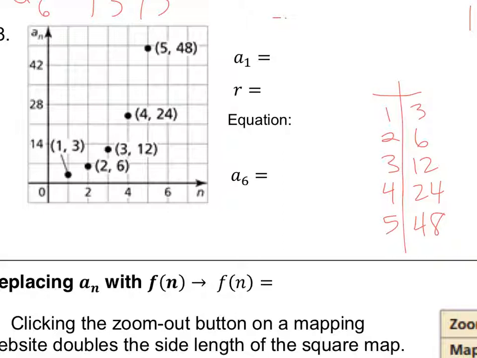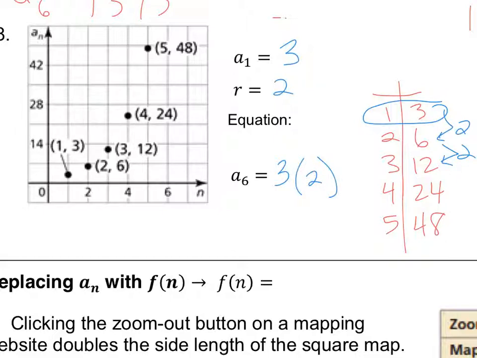Now it's easy for me to see the patterns. So my first term, a sub 1, is 3. My ratio, I'm multiplying each time times the number 2. So my ratio is 2. So to write my equation, I'm going to take my first term times my ratio raised to the power of 6, because that's the term I'm looking for, minus 1.